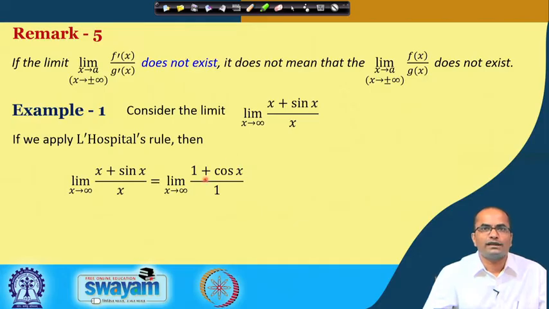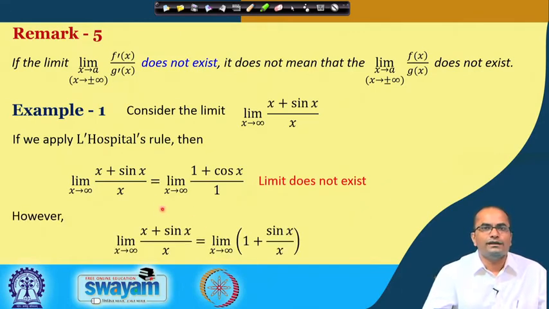Since cos x is not defined as x goes to infinity, the limit of 1 plus cos x as x goes to infinity is not defined. So this limit does not exist. But if we evaluate it in another way, the limit as x goes to infinity of x plus sin x over x, we rewrite this as 1 plus sin x over x. We divide by x and separate it, so we have x over x plus sin x over x, meaning 1 plus sin x over x, and now we can directly evaluate this limit.